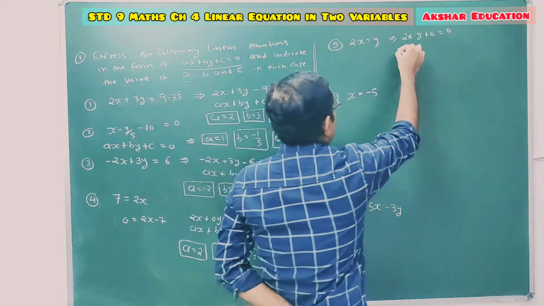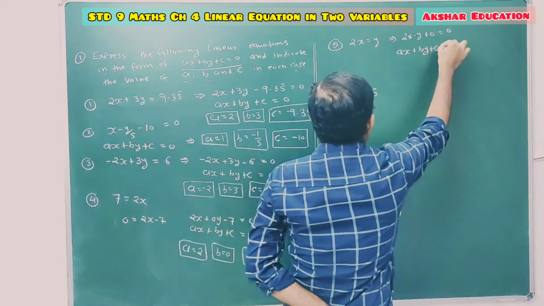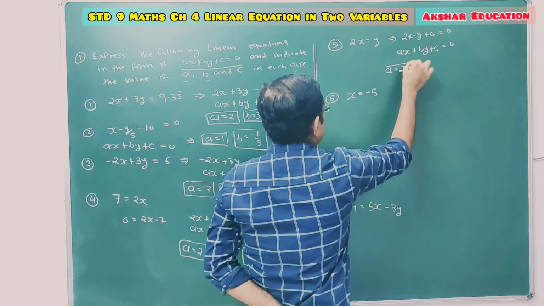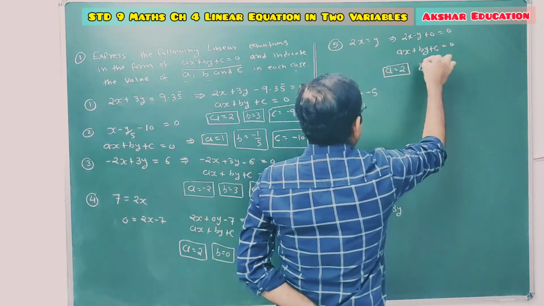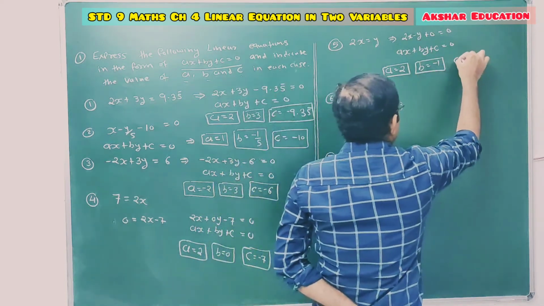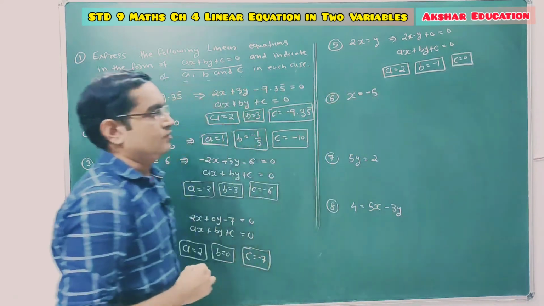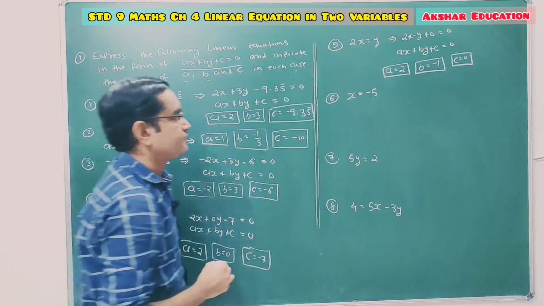So compare this equation with the standard form ax plus by plus c equal to 0. The value of a is 2. The value of b is minus 1, since b is the coefficient of y, which is minus 1, and c equal to 0. The constant term is 0. Done. So this is how you can find the values of a, b and c.